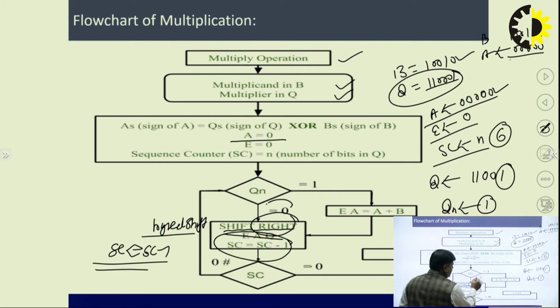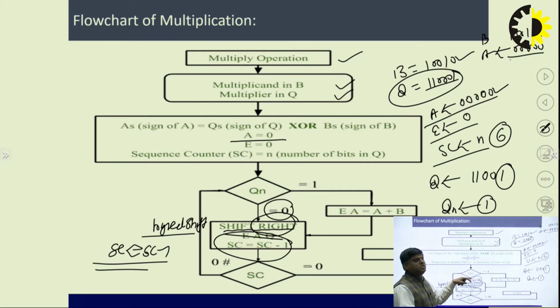Now for the second condition, if Q1 is equal to 0, then what type of operation is performed? Only shift, and SC is equal to SC minus 1. And in both cases we check SC. If it is 0, end the processing. If it is not 0, move again to step 2 and again check whether Q1 is 0 or 1.